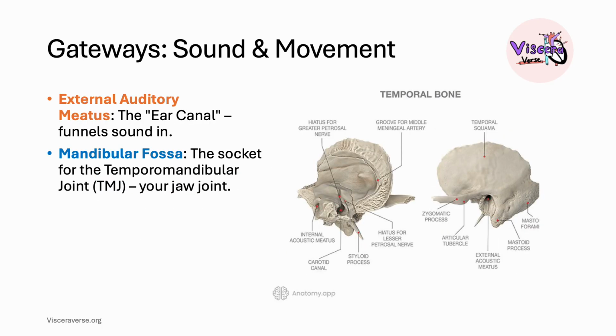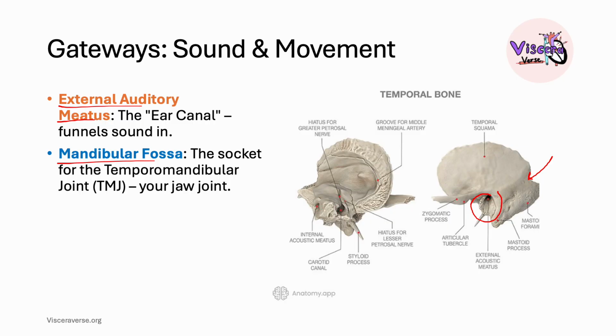When it comes to the temporal bone, we have two important critical gateways. These are your external auditory meatus and your mandibular fossa. Looking laterally at this bone, you will see your external auditory meatus. This is your ear canal and it funnels sound in.